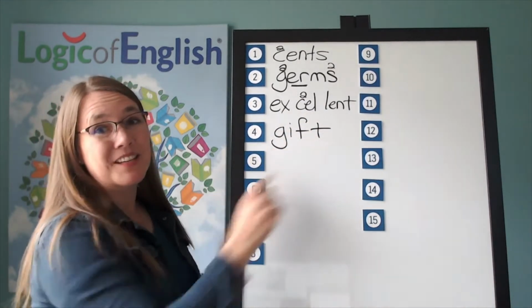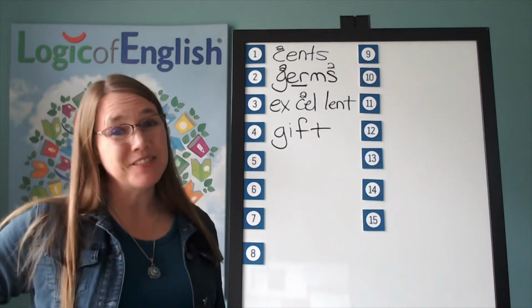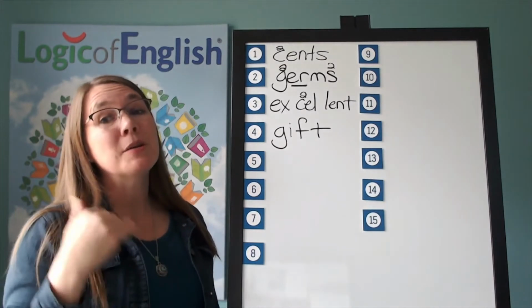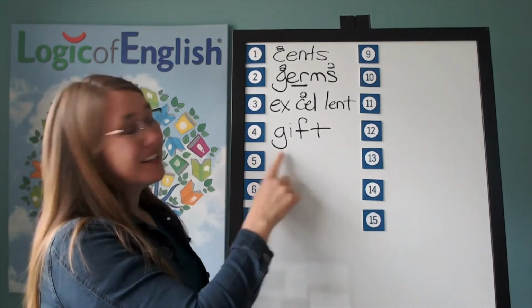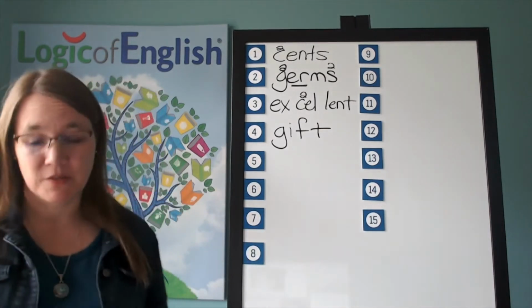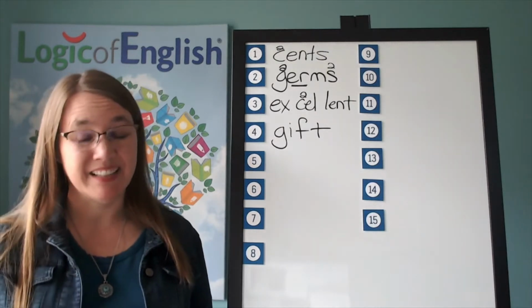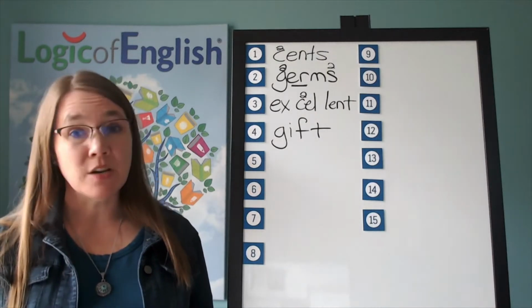Gift. Hey, why didn't the G soften to J? You're right, G may soften to J. Does it always? Nope. So here it did not soften to J before the I. Rather, it's saying G.